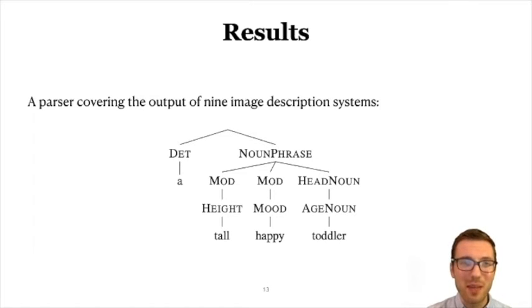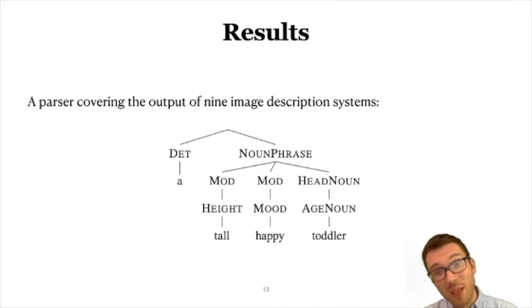Another result is that we now have a parser that covers the output of 9 image description systems, and that probably covers most of the output of any other system. Here's an example parse tree that shows you what the output of the parser looks like. You can see that it correctly identifies the height of a person, the mood of a person, and the age noun at the end of the expression.